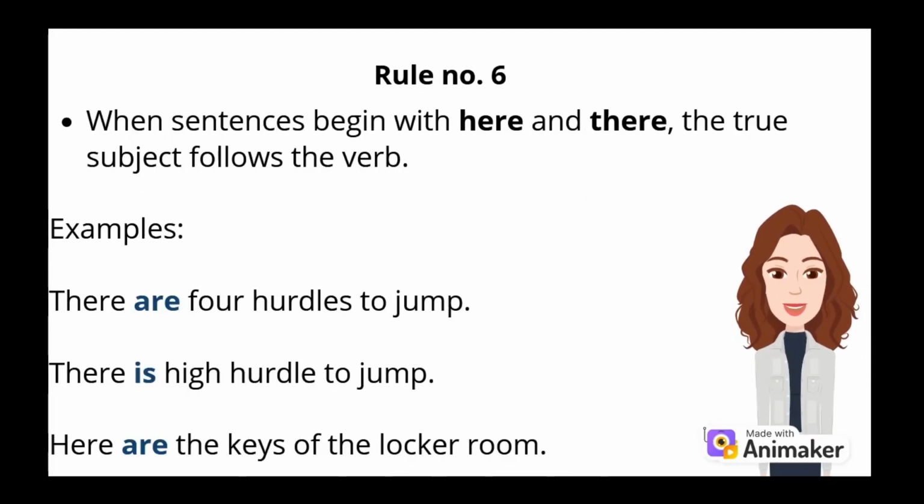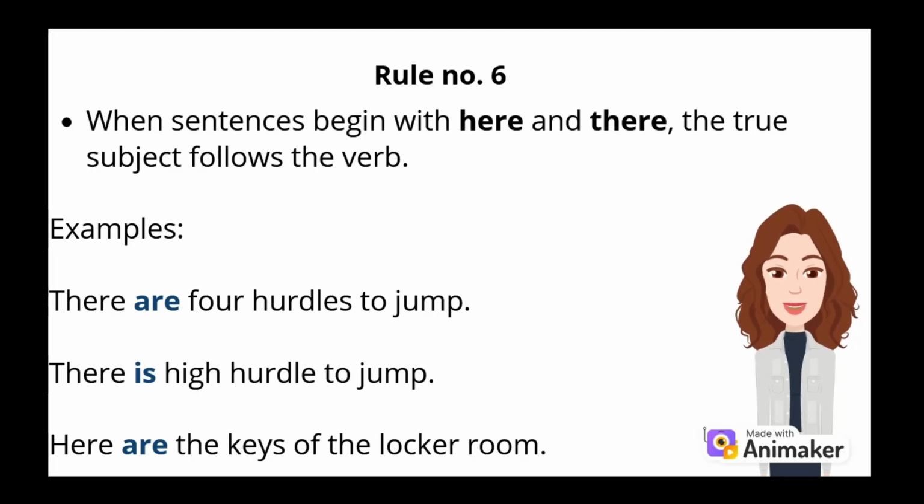Let's move forward to the sixth rule. It says, when sentences begin with here and there, the true subject follows the verb. What does it mean? Let's find out. For example, there are 4 hurdles to jump. Here, the subject will be 4 hurdles, which is plural, and that is why the verb will be plural as well. So, it will be are.